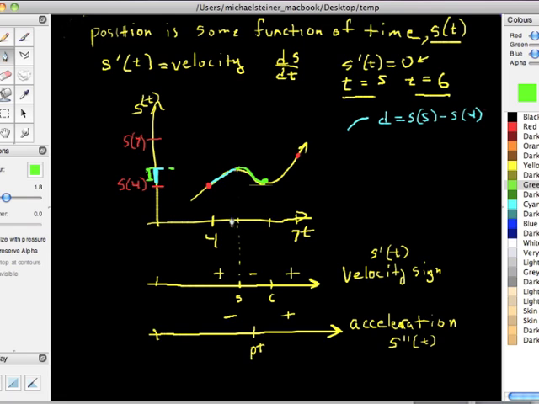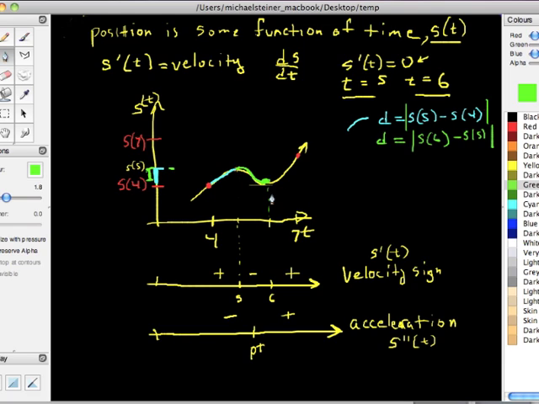Okay, it went S of 5. Here's S of 5 over here. It traveled from S of 5 to S of 6. So that green distance is S of 6. The distance is equal to, I should put absolute value, because this could be negative. Let's do the absolute value of S of 6, with the other turnaround point, which is right there, minus S of 5.